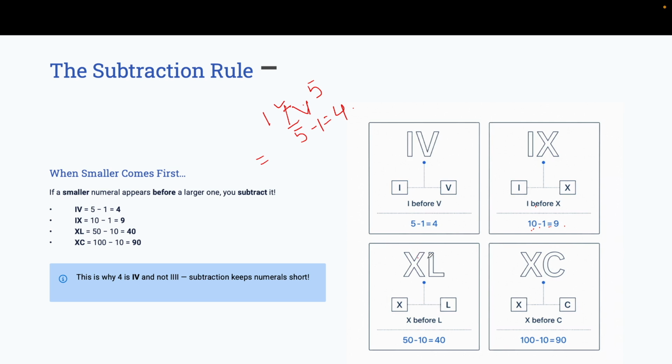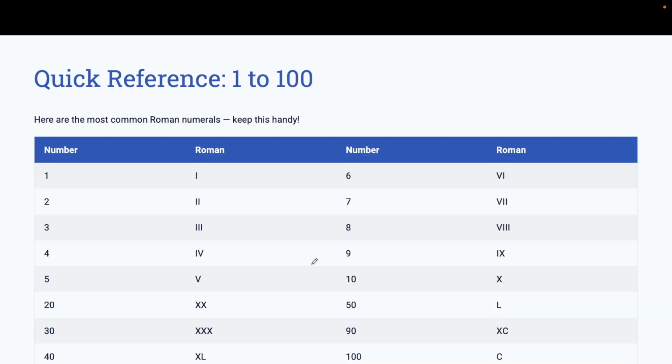Third is XL. L is 50 and X is 10. So 50 minus 10 is equal to 40. XC: C is 100 and X is 10. So 100 minus 10 is equal to 90. This is why 4 is IV, not 4 times I. Subtraction keeps numerals short. Quick reference: here the Roman numerals from 1 to 100 are given. You can learn from this table.